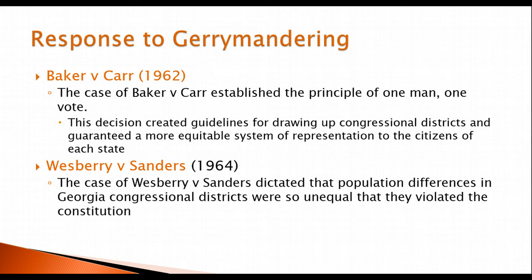The other court case that you should be familiar with when it comes to gerrymandering is Wesberry v. Sanders, and this takes place in 1964. This happened in Georgia, and it was determined that the congressional districts that had been drawn in Georgia were so unequal in population that it was unconstitutional. So this is another court case that looks at that one man, one vote concept and forces those who redraw the districts to do a better job to make them more equitable.